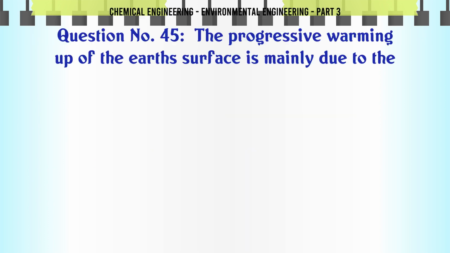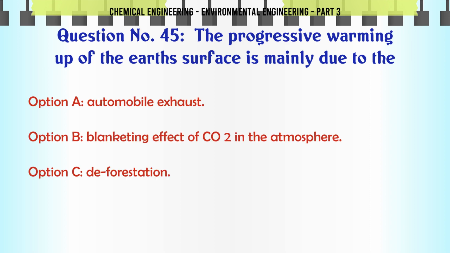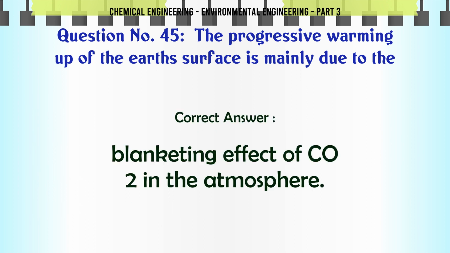The progressive warming up of the Earth's surface is mainly due to the A. Automobile exhaust. B. Blanketing effect of CO2 in the atmosphere. C. Deforestation. D. Thickening of ozone layer. The correct answer is blanketing effect of CO2 in the atmosphere.